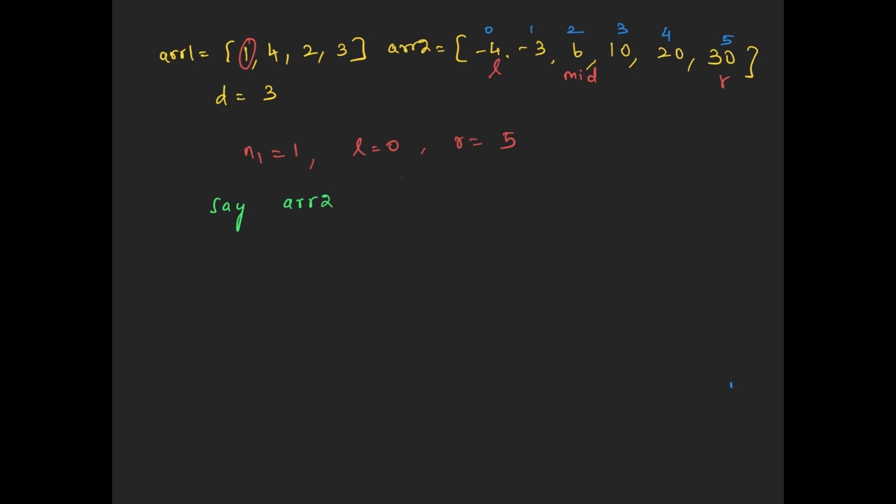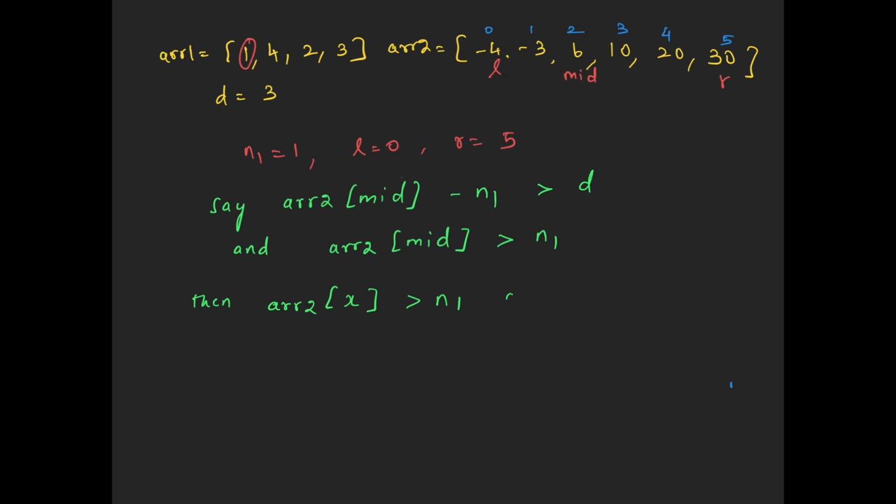If array 2 of mid minus n1 is greater than d, as is the case here, 6 minus 1 is greater than 3, we know that array 2 of mid is greater than selected number n1, and we can conclude that all the elements in the right half of array 2 will also be greater than n1, and the absolute difference will be greater than d. Hence, we can discard the right subarray and move our right pointer to mid minus 1.